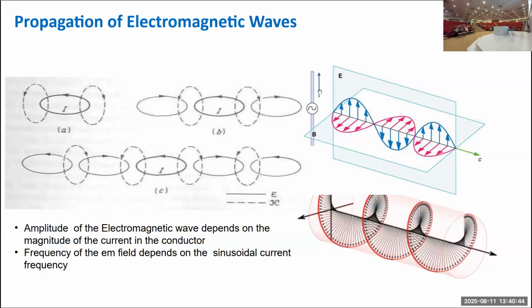And if our conductor is stationary, then linearly polarized radiations are emitted, and electric and magnetic fields are perpendicular to the direction of propagation, and these waves are called transverse electromagnetic waves. And if somehow our conductor is moving, this polarization may change from linear to circular or elliptical, depending upon the motion of the conductor.